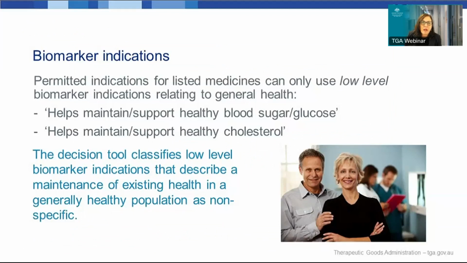We also have biomarker indications in the permitted indications determinations. Permitted indications for listed medicines can only use low-level biomarker indications relating to general health. These are "help maintain/support healthy blood sugar/glucose" and "help maintain/support healthy cholesterol." Indications for listed medicines generally should only target healthy individuals with biomarker levels that lie within the normal healthy range. Because of the way the permissible biomarker indications are worded, these indications are classified as non-specific.